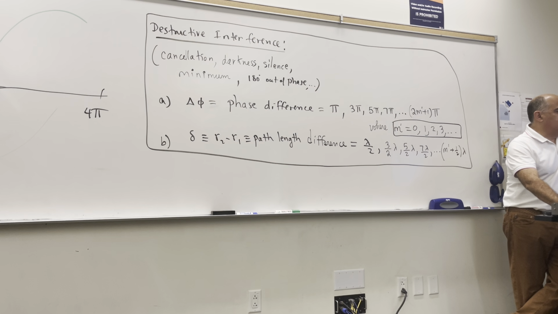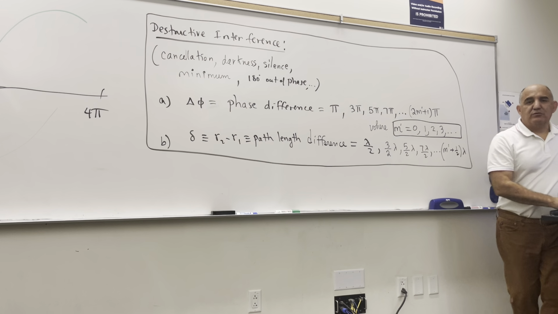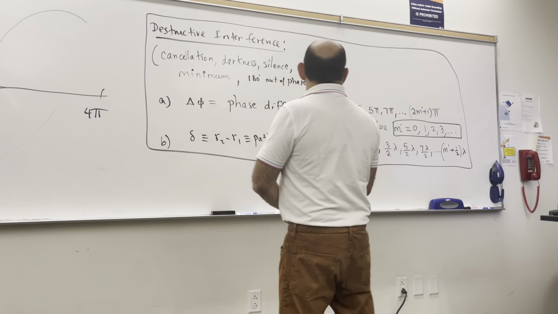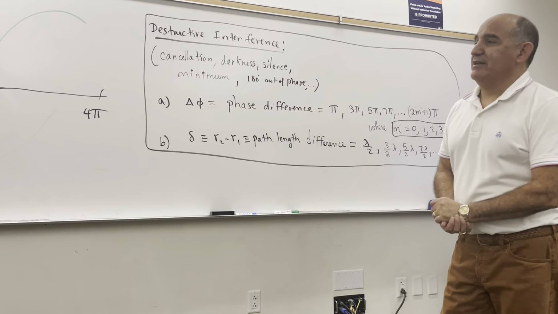Okay, so let's consider light going through 2 slits. So I need to erase the board.